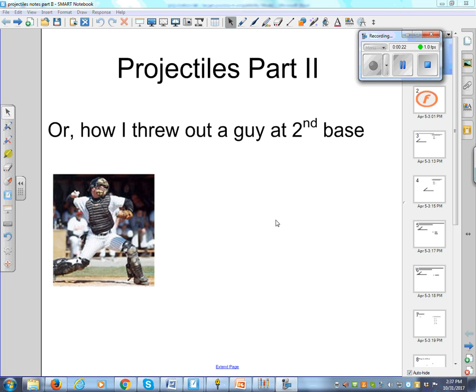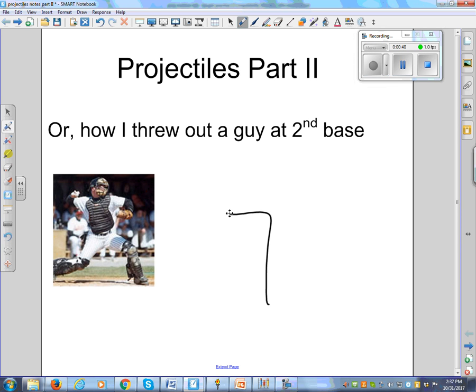I like to think of this as how I threw a guy out at second base. It's a horizontal plane, flat ground, like throwing a football or baseball. Yesterday we dealt with ones like that. What was the initial vertical velocity? Zero. Now if we're throwing at an angle, it's going to have a vertical velocity and a horizontal velocity to begin with, so that makes it slightly more challenging.